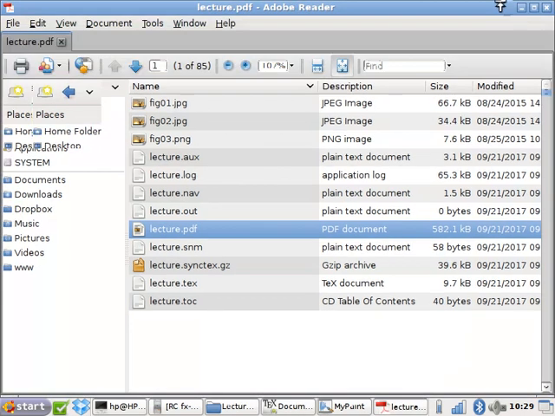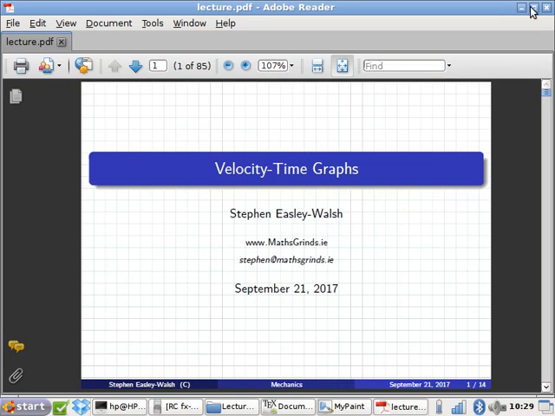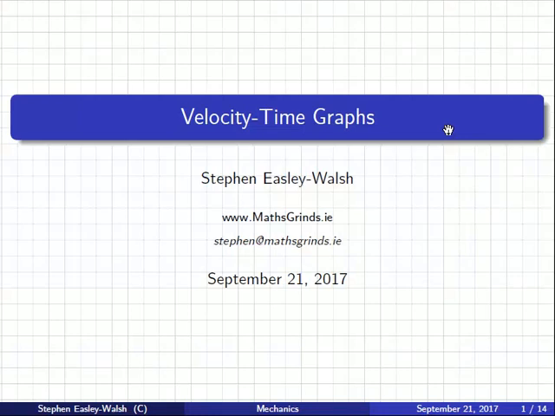I think this one should be okay for you as well if you've seen this stuff before. Let's have a look. Okay. So if we can write that down now, we're going to have a look at velocity time graphs.